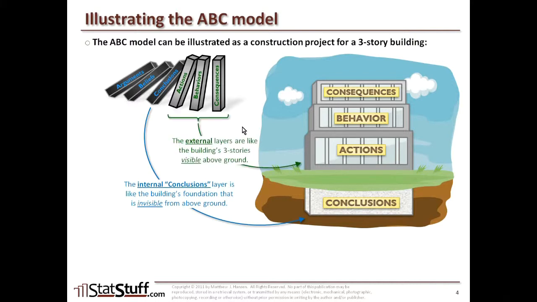And then built on top of that, the parts that are visible are the external layers, like a three-story building here. Again, we can see this above ground, just like we can see these last three attributes of the ABC model, the actions, behaviors, and consequences, which tend to be visible to others externally.